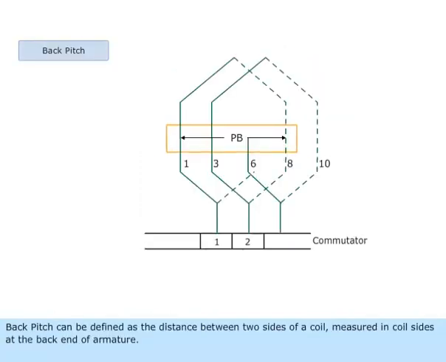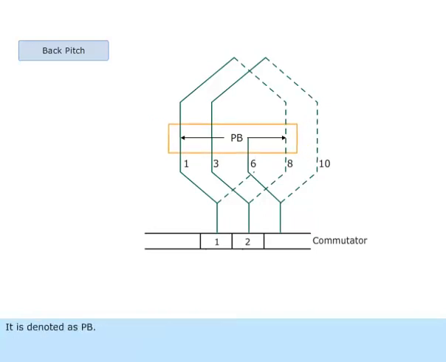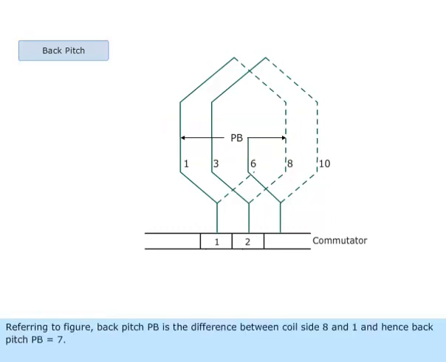Back pitch. Back pitch can be defined as the distance between two sides of a coil, measured in coil sides, at the back end of armature. It is denoted as PB. Referring to figure, back pitch, PB, is the difference between coil side 8 and 1, and hence, back pitch, PB, equals 7.